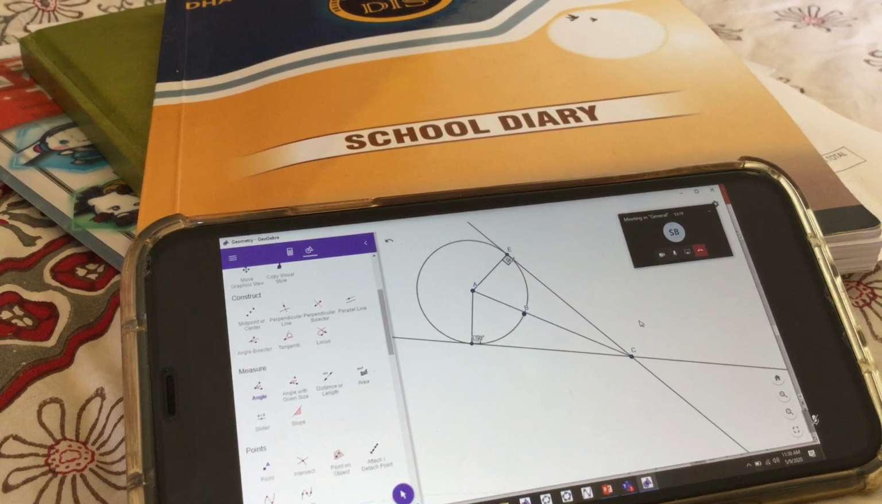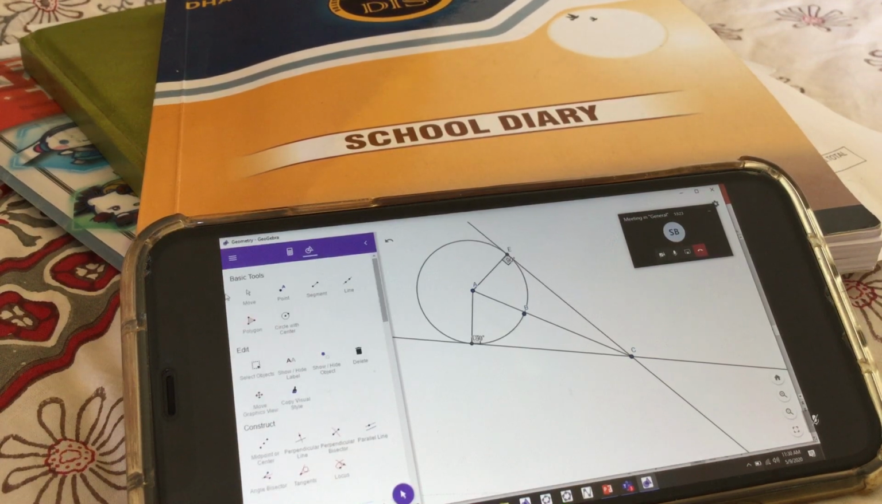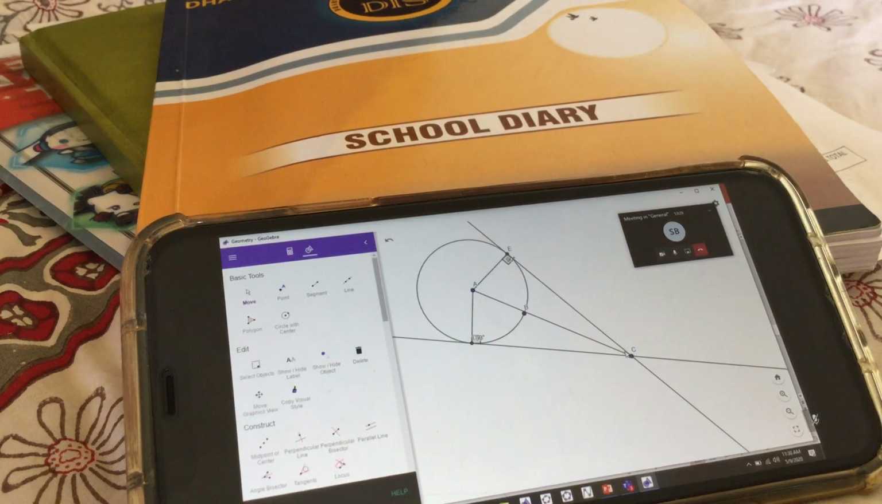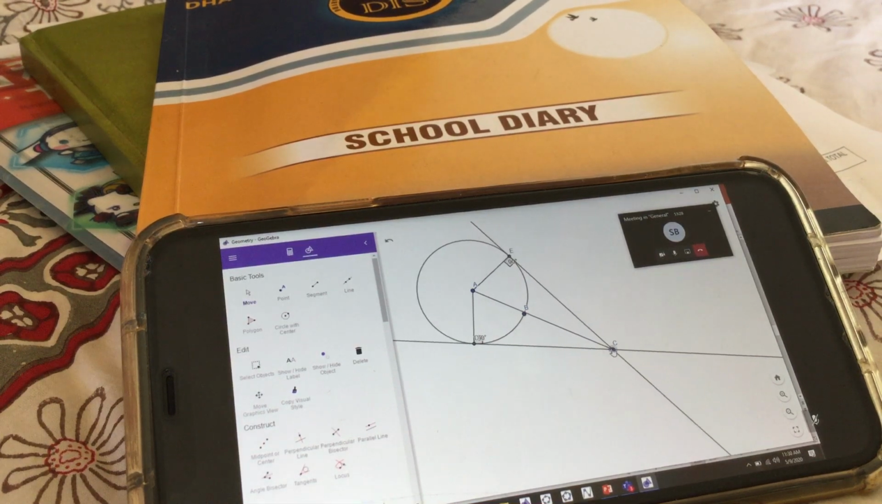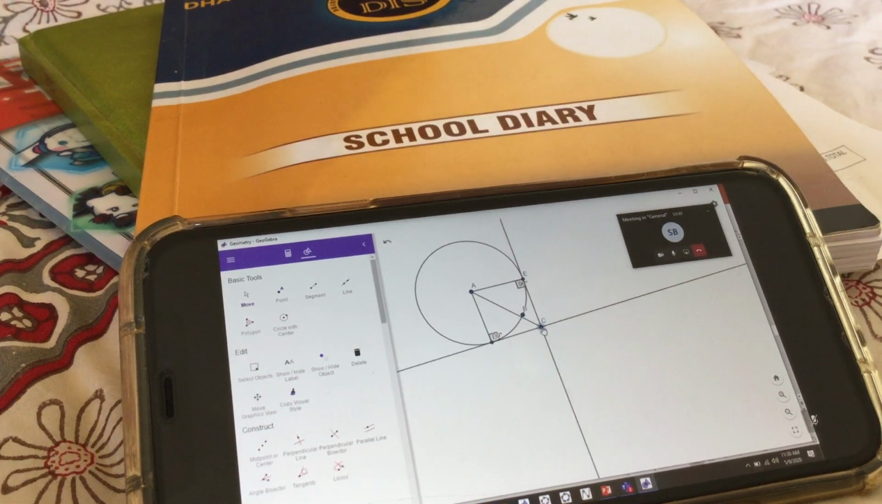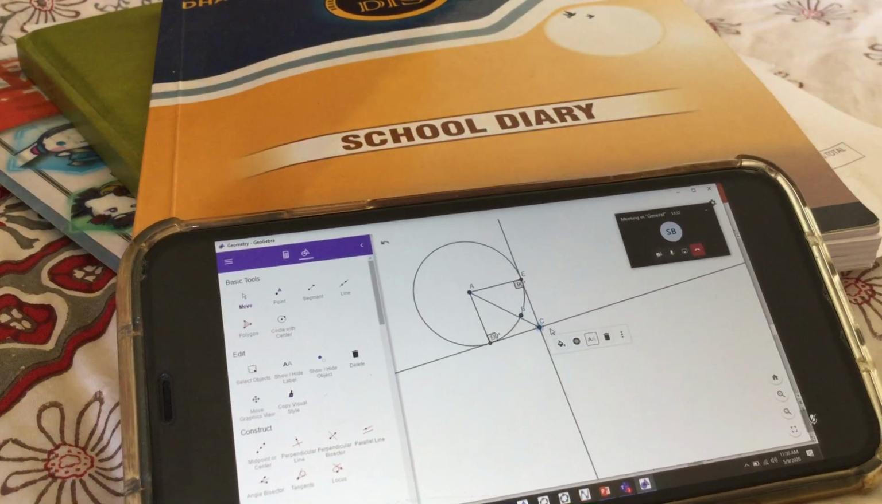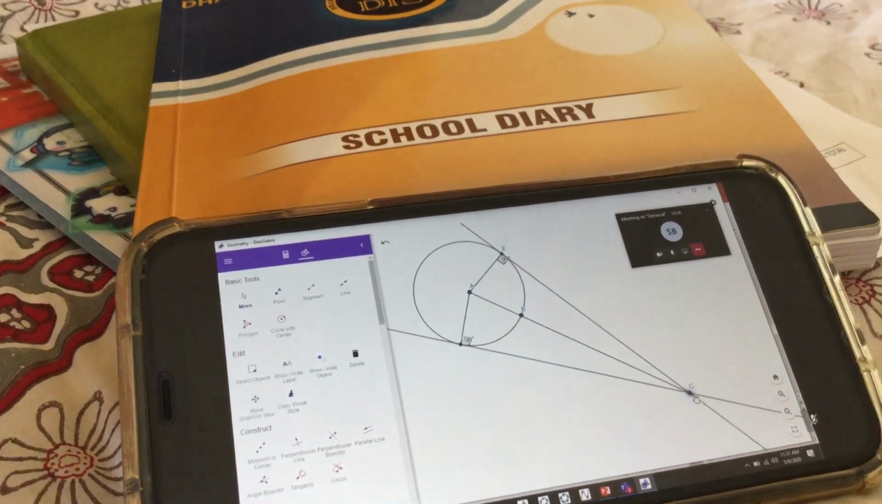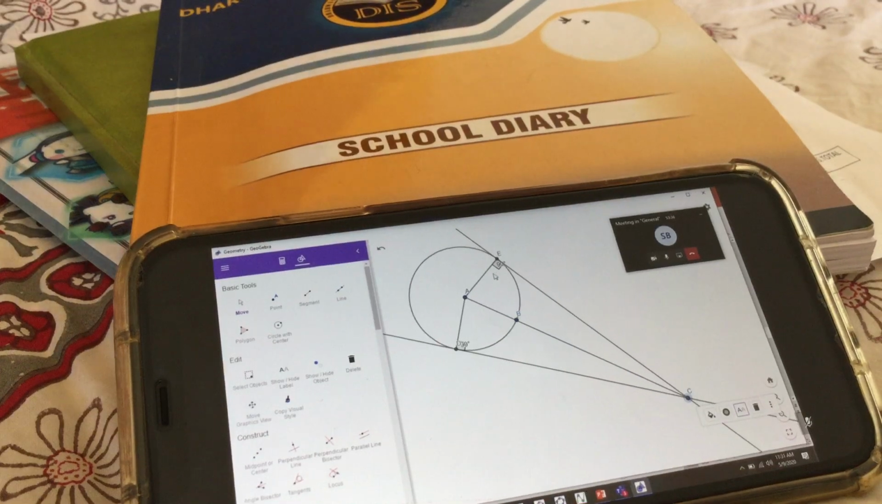Will it be 90 degree if the point is closer? It is possible for us to drag it. So click move, and when you click this C, you can bring it closer. However closer it is 90 degree only. However farther, it is again 90 degree only. So that way it is possible.